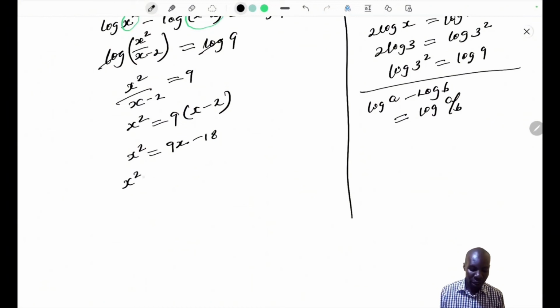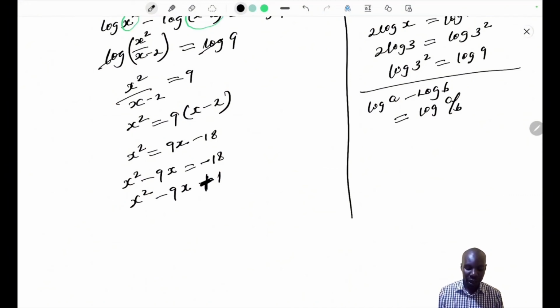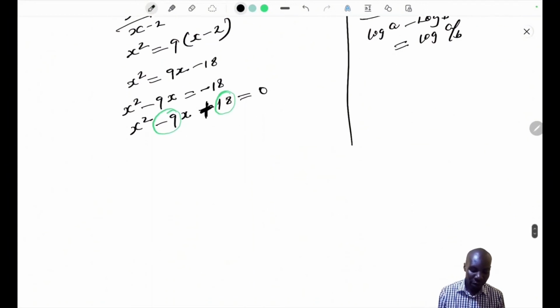Collect the like terms, x squared minus 9x equals minus 18, which is the same as x squared minus 9x, take away a plus, because minus 18 when it comes to the left-hand side, then we'll have plus 18 equal to 0. So this is a quadratic equation that can be solved. You can solve this one by the factorization method, whereby we look for two numbers that if you multiply, give positive 18, and if you add, give minus 9. And that is, we'll have minus 3 and minus 6.